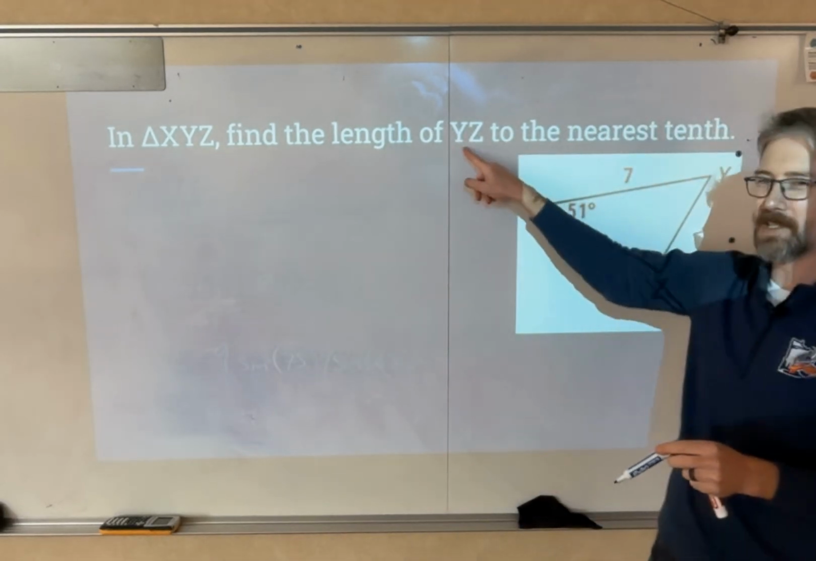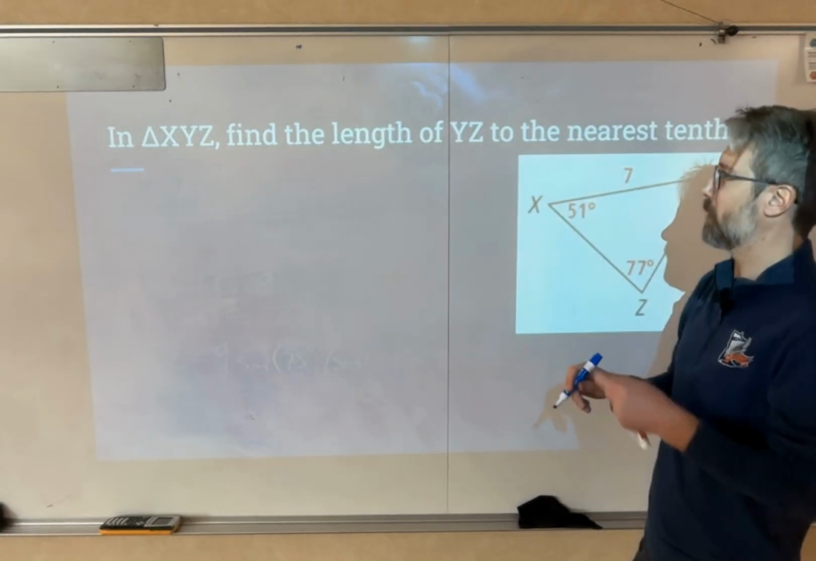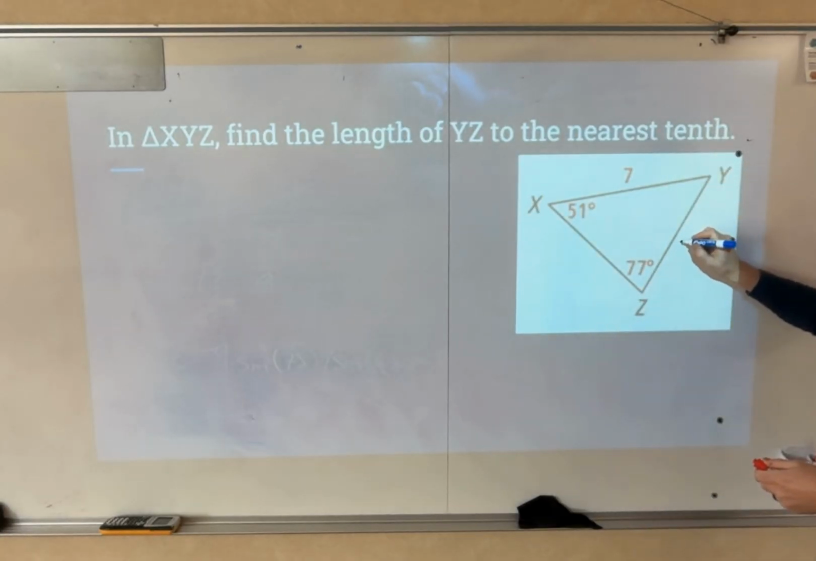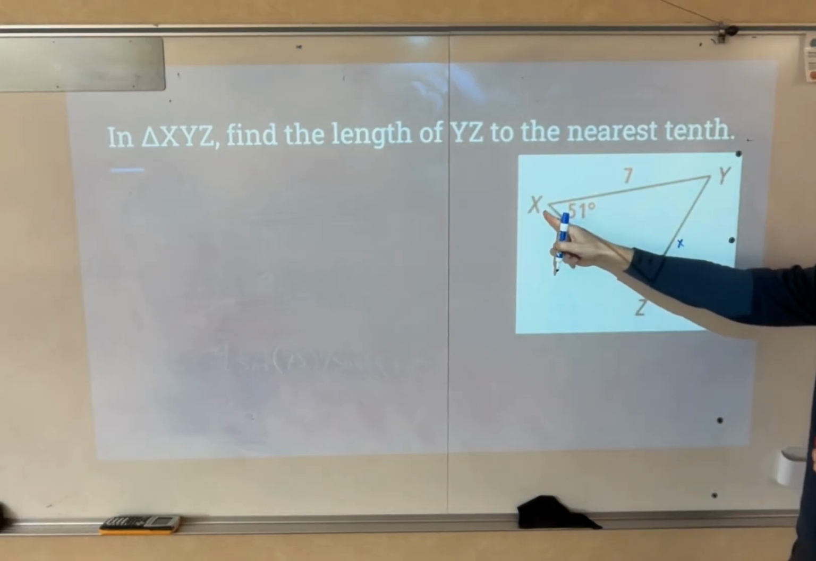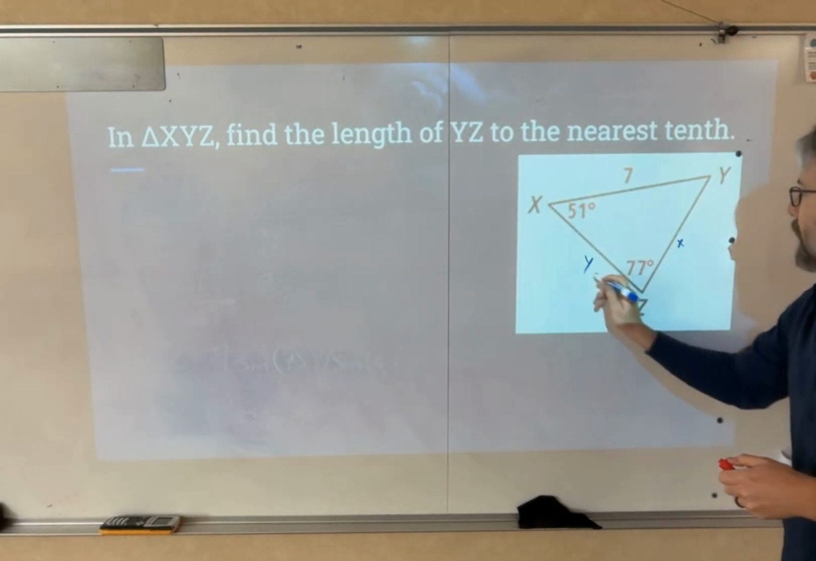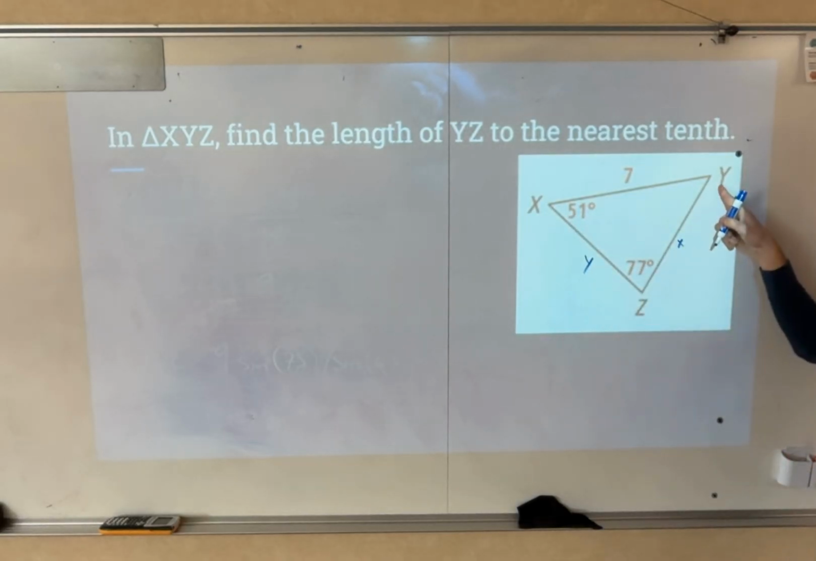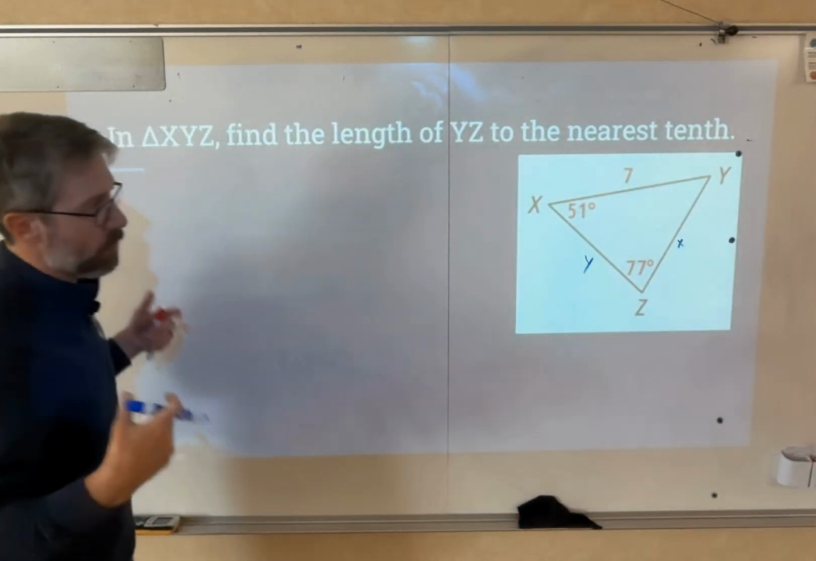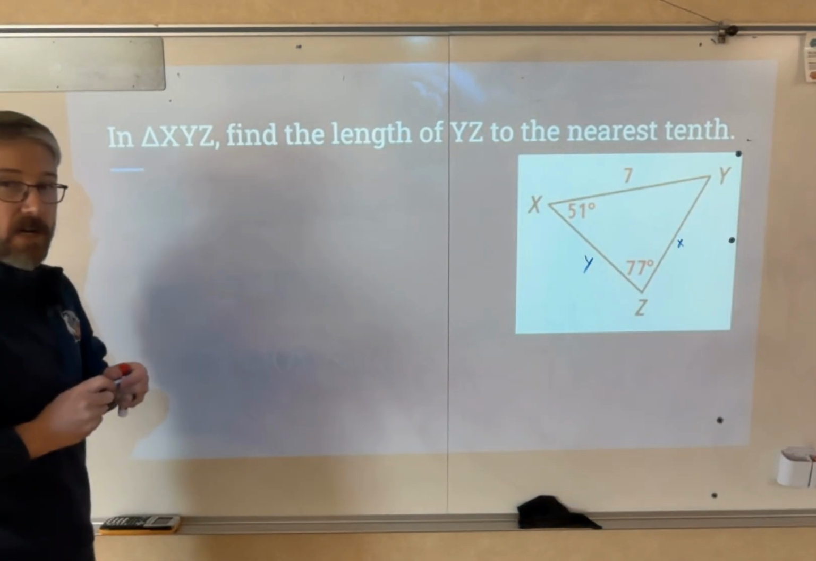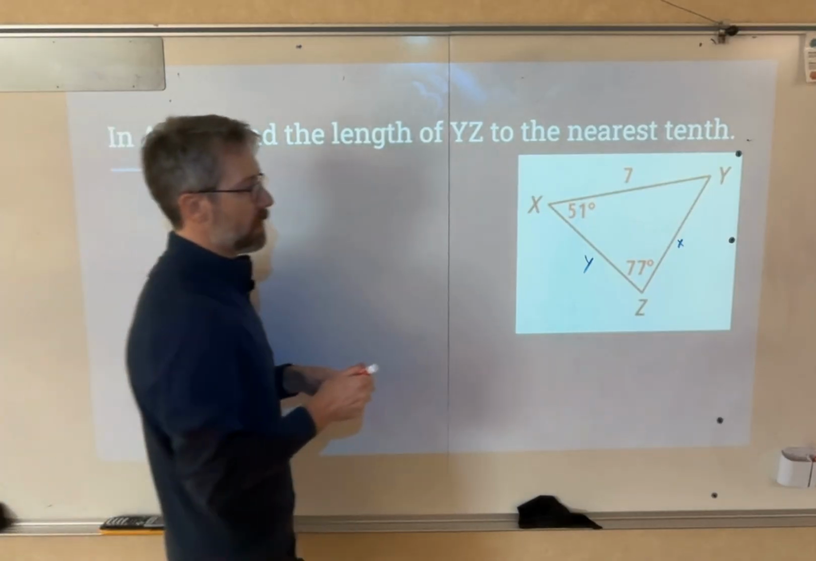I don't like yz in here because that doesn't look like our law of sines. I like a lowercase x right here because that's opposite this side x. And I like a lowercase y right here because that's opposite angle y. That's a better way to label this. Okay, when we're using the law of sines, it's all about the opposite side angle pairs.